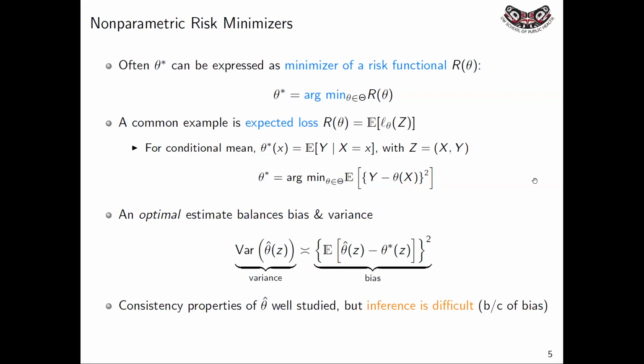Now, estimation for these parameters is well understood. We know that we could get optimal estimates of these, and the optimal estimates usually balance the bias and variance. So this is the bias-variance trade-off that we all know about. We get the variance roughly of the same order as the bias squared. Now this is great for estimation, but it creates issues for inference because the bias does not vanish. The bias does not go away, and so we can't easily do inference here.